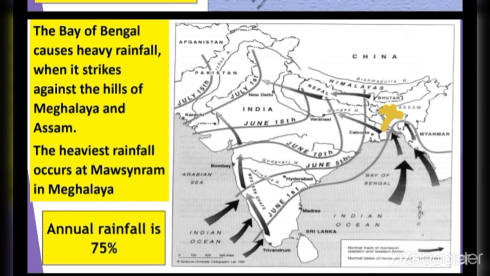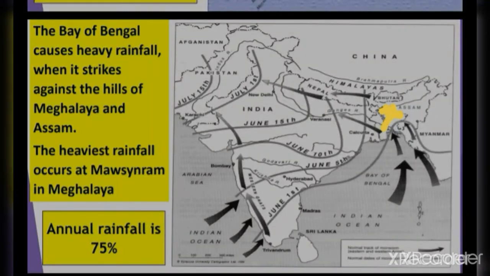The annual rainfall is 75% in the rainy season.